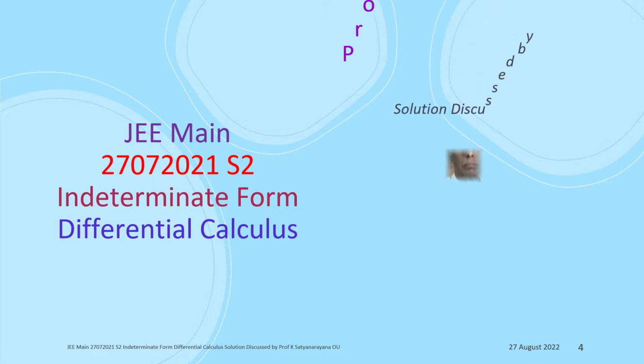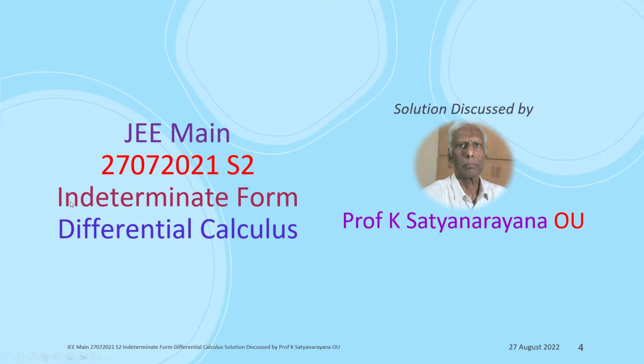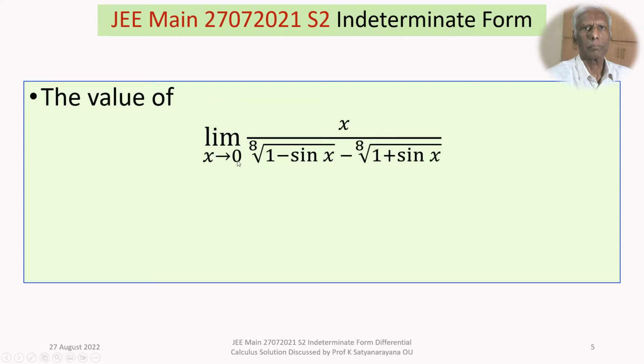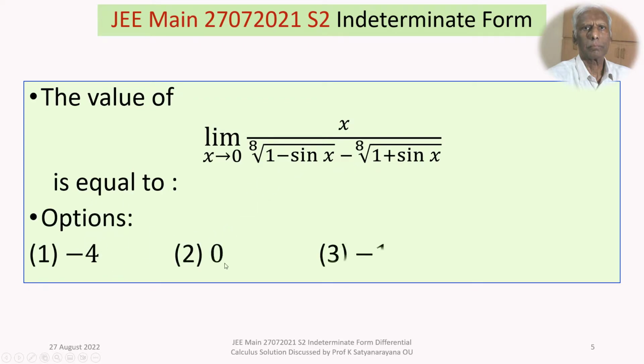We now discuss the solution of a problem from the section Differential Calculus, and this present problem is on indeterminate form. This question has appeared in the Joint Entrance Examination Main held on 27th July 2021 in the second shift. The problem given is: the value of the limit as x tends to 0 of the quotient, where the numerator is x and the denominator is the 8th root of 1 minus sin x minus the 8th root of 1 plus sin x, is equal to. We are given four options here.